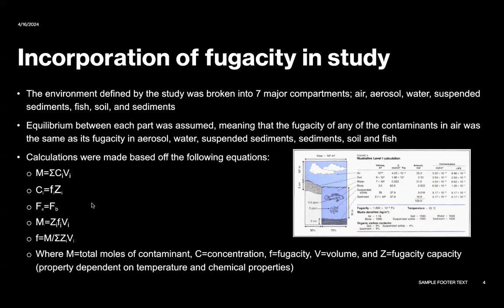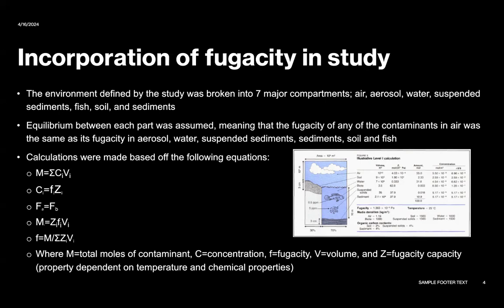The calculations in the study were made based off the equations here. Where M is the total moles of the contaminant, C is the concentration, F is the fugacity, V is the volume, and Z is the fugacity capacity, which is a value based on various chemical properties like temperature and density, as you'll see on the next slide. Essentially, we use these equations. We see that total moles is equal to our concentration times our volume in a certain phase, or the sum of our concentration and our volume in each phase.